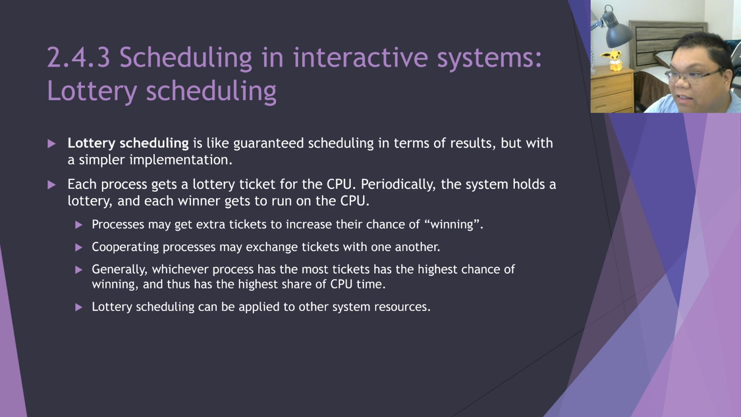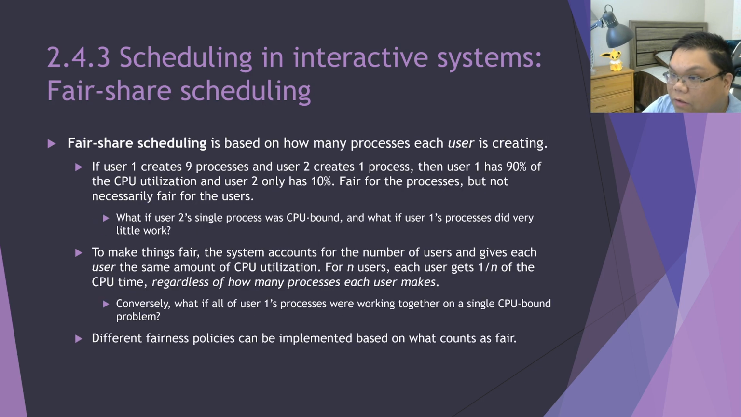Lottery scheduling is like guaranteed scheduling in terms of results, but has a much simpler implementation. Each process gets a lottery ticket for the CPU. Periodically, the system holds a lottery and each winner gets to run on the CPU. Processes may get extra tickets to increase their chance of winning. Cooperating processes may exchange tickets with one another. Generally, whichever process has the most tickets has the highest chance of winning and thus has the highest share of CPU time. Also, we can apply lottery scheduling to other system resources, not just the CPU.